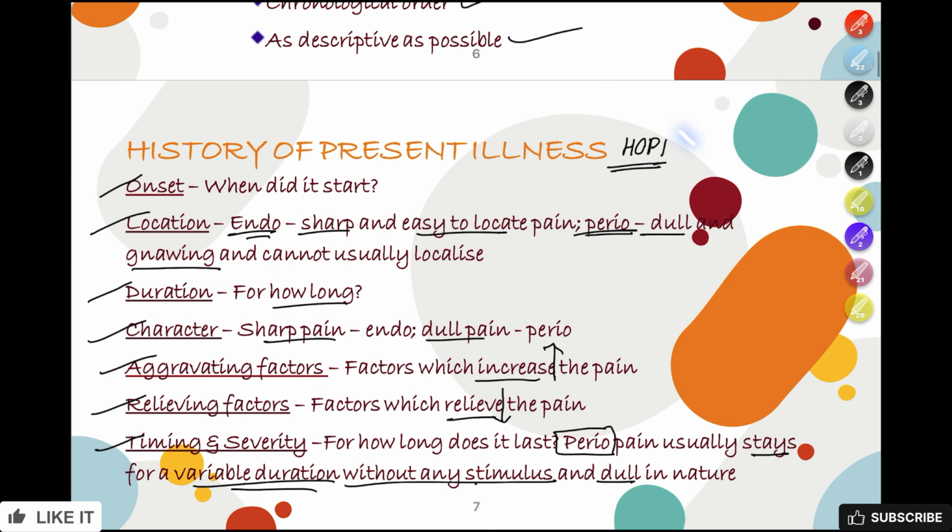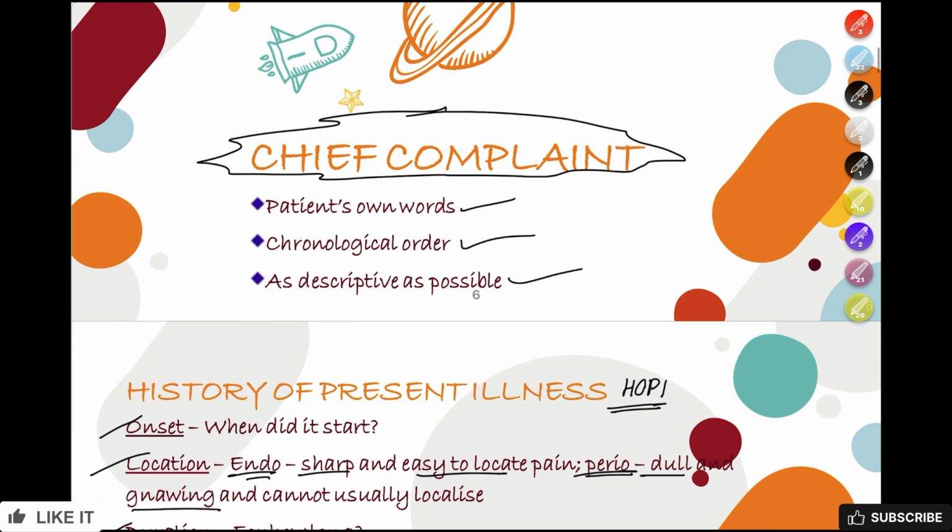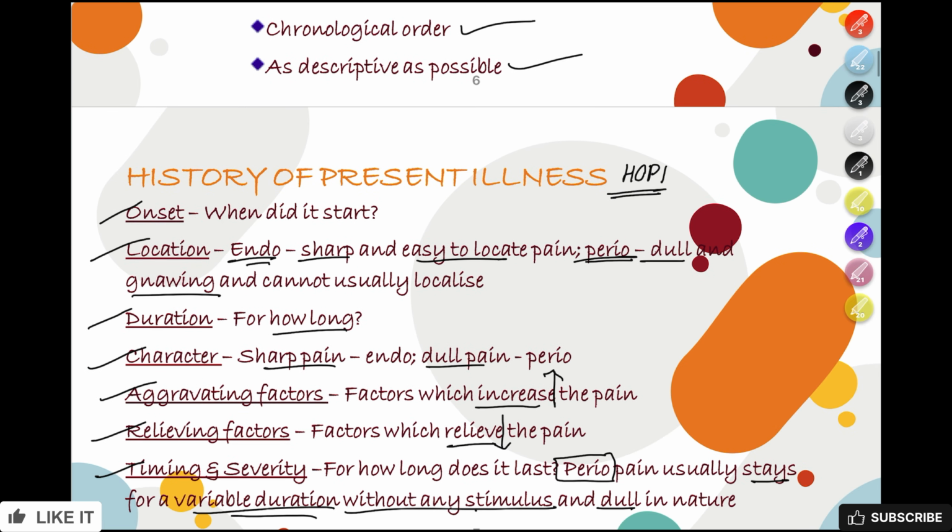Next is the HOPI, which is nothing but history of present illness. It should be in the clinician's words, that is, the things we have seen clinically. That is what is the onset, location, duration, character, aggravating factors, relieving factors, timing, and severity. First of all, history of present illness includes onset. When did it start? It started 10 months back, 1 month back.